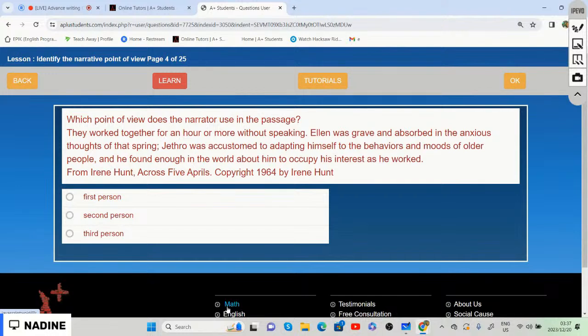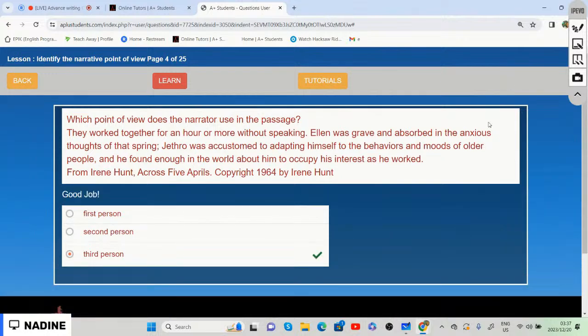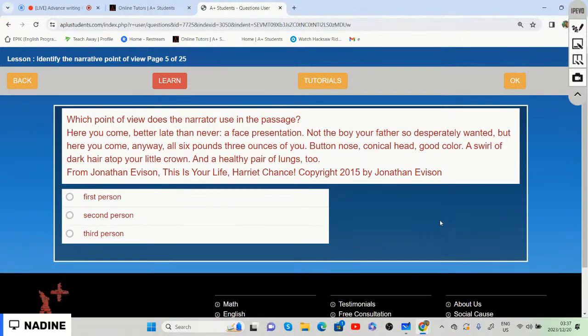And if we look at this one, they use words like they as well as calling the characters by name. So we can maybe say this is the third person. And that is correct. So third person.